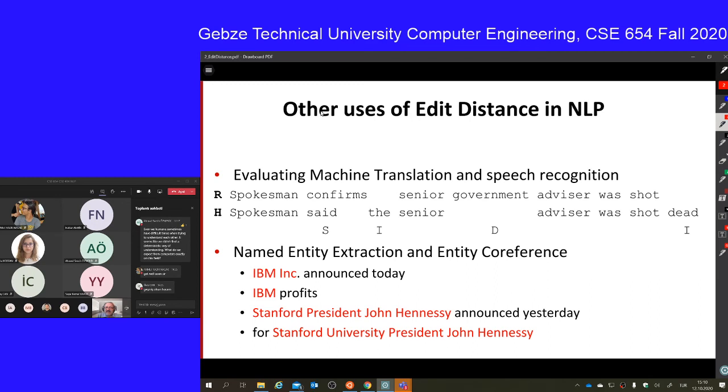Again, the same thing, named entity extraction and entity coreference. Remember the coreference. IBM Incorporated and IBM are referring to the same entity. Stanford President John Hennessy and Stanford University President John Hennessy are referring to the same. So when you do this entity coreference, you may again use the edit distance. So when I say edit distance, don't take it as edit distance between two words. Sometimes edit distance between sentences is what we mean.